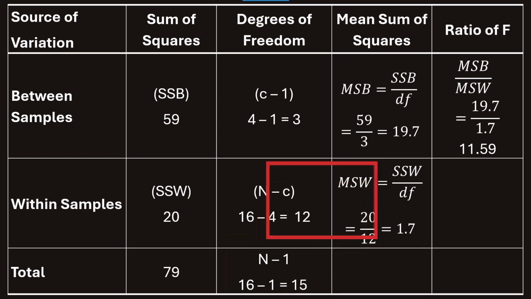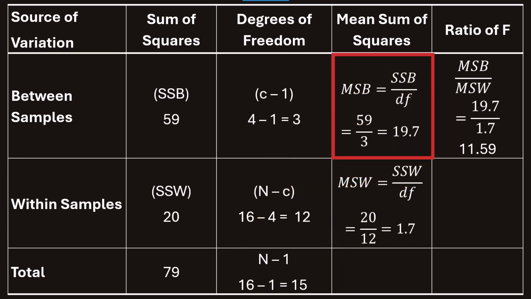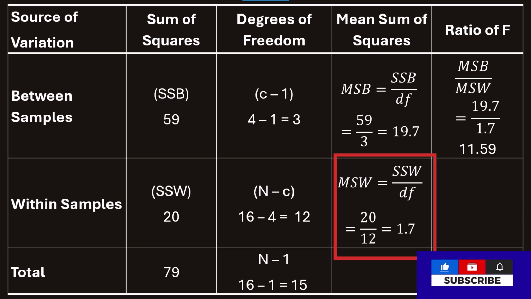In the fourth column, we have recorded the mean square between columns or samples. It is MSB equal to SSB divided by degrees of freedom. 59 divided by 3, 19.7. Then we record the mean square of within columns or samples. MSW is equal to SSW divided by degrees of freedom. It is 20 divided by 12, 1.7.